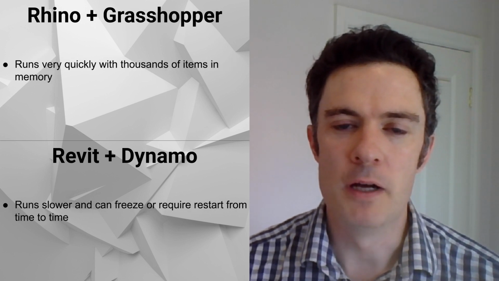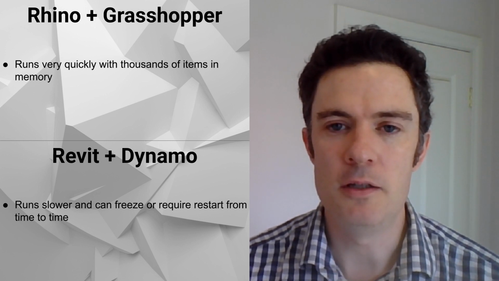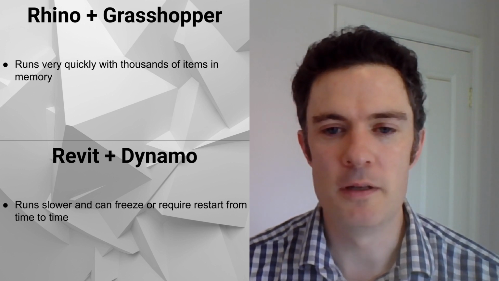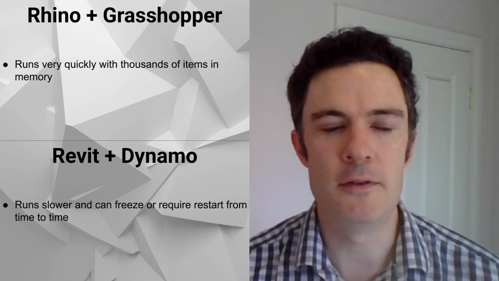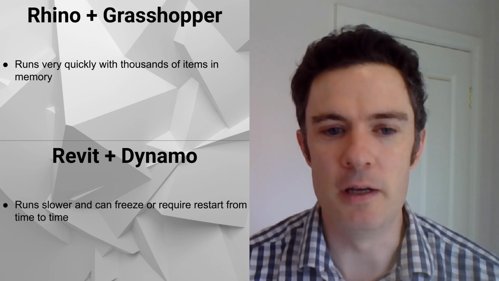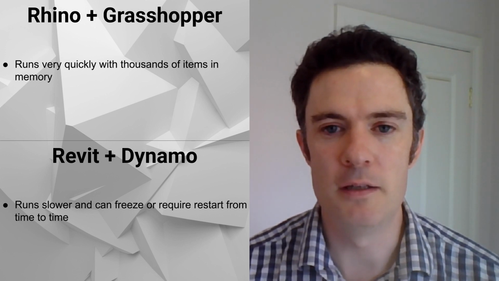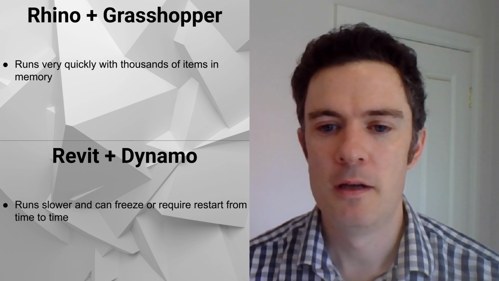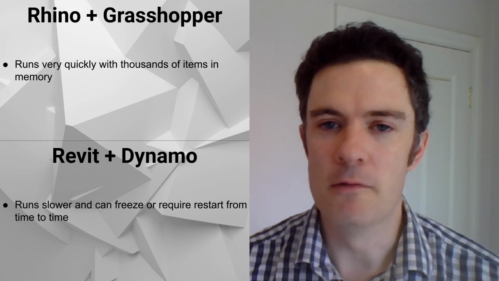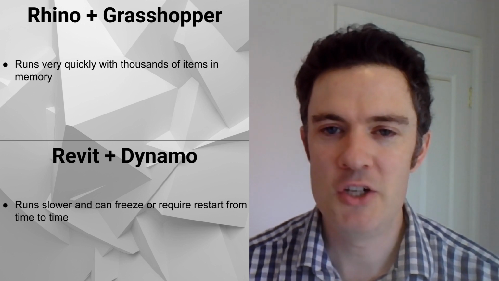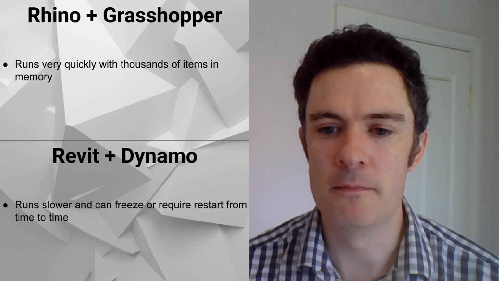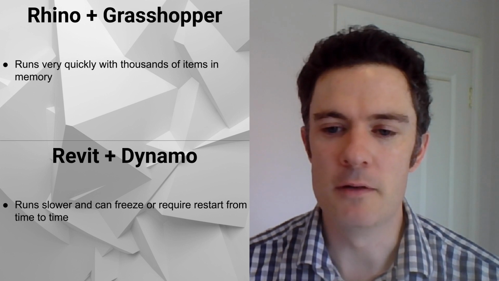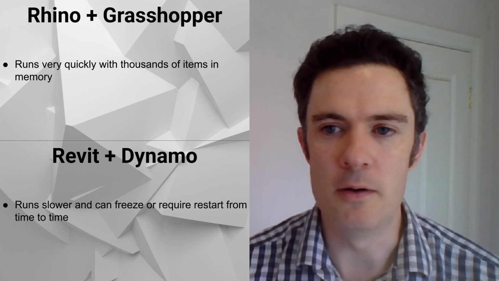Grasshopper runs extremely quickly, and you can have thousands of objects in memory, and it almost never slows down. You really have to throw a lot of information at Grasshopper to get it to slow down, so it's very stable and runs very quickly. Dynamo, maybe because it's new, it runs slower. Occasionally it does freeze, or it has some problem with memory, so you have to restart it. I assume that's going to get better at some stage, but that's how it is at the moment.